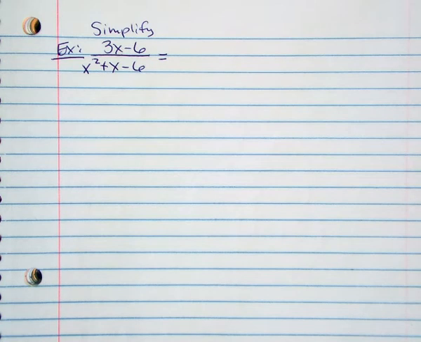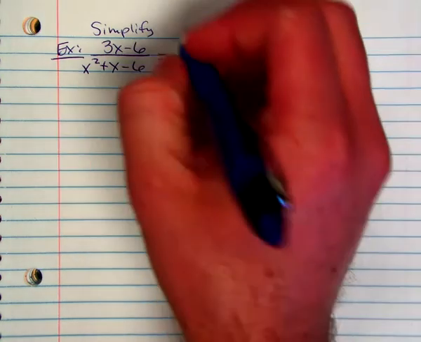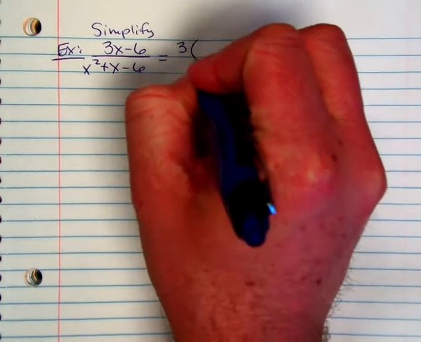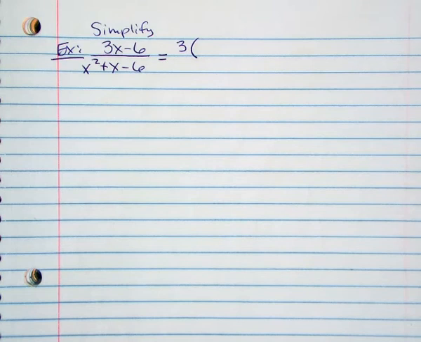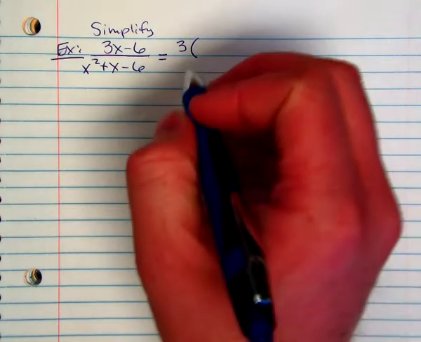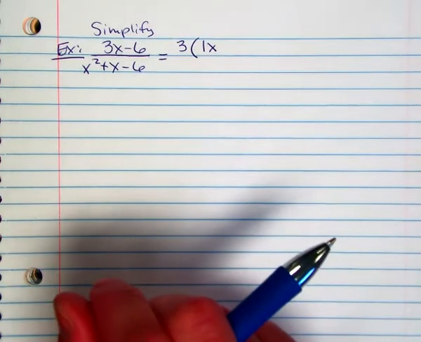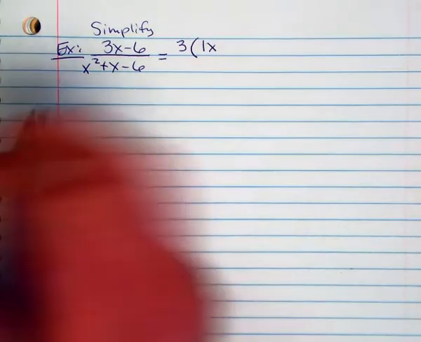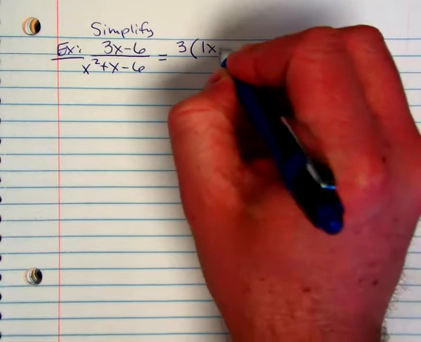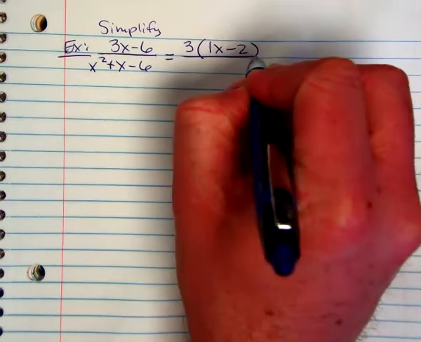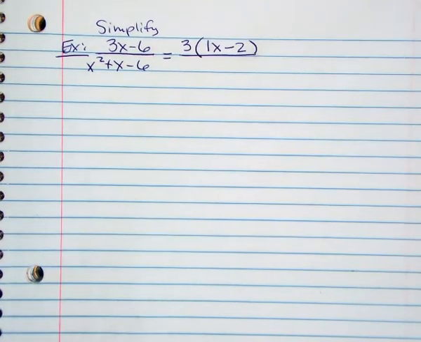Looking at the top, I have 3x minus 6. What do those have in common? Raise your hand if you know. What do they have in common? Chris? They're both multiples of 3. So, take out a 3. When you do this, it means you are dividing each term by 3. So 3x becomes 1x. You don't need to write the 1, I'm just writing it for the example. Minus 6 becomes minus 2. That's it for the numerator.